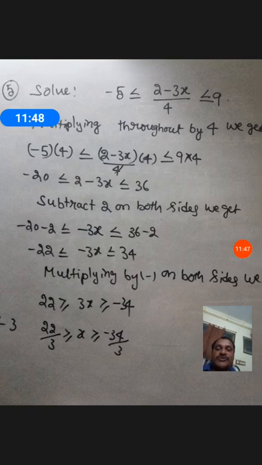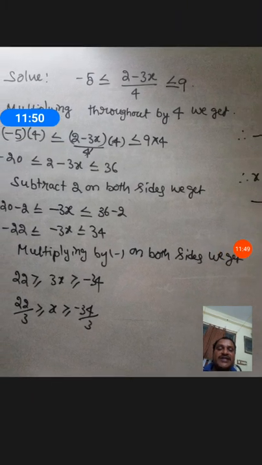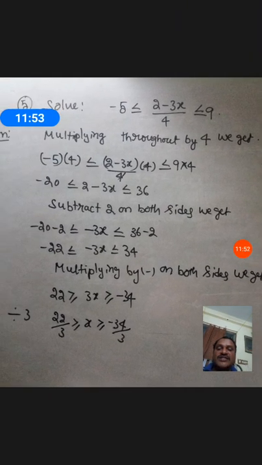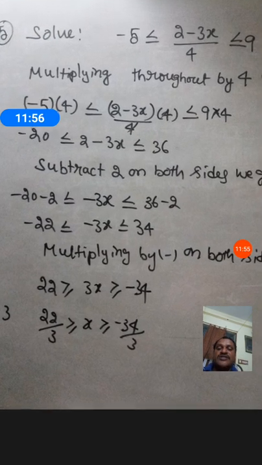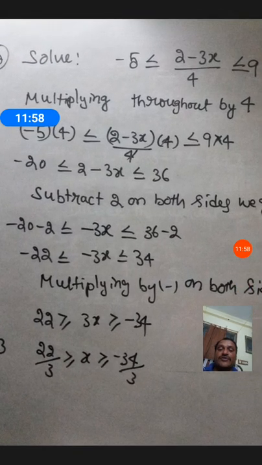Now my dear students, since you are having minus 3x, multiplying by minus on both sides, we get 22 greater than or equal to 3x greater than or equal to minus 34. Because whenever we multiply by negative sign, my dear students, the inequality will be reversed. Suppose you know that 2 is less than 5, if you multiply by minus sign, minus 2 is greater than minus 5. In that way, here whenever any inequality is multiplied by minus sign, the inequality will be reversed. Less than or equal to becomes greater than or equal to, and greater than or equal to becomes less than or equal to.